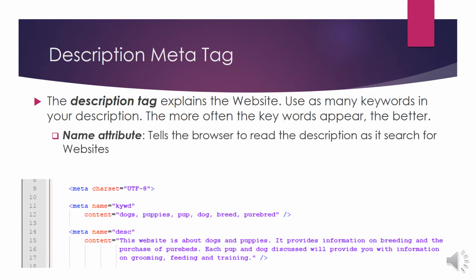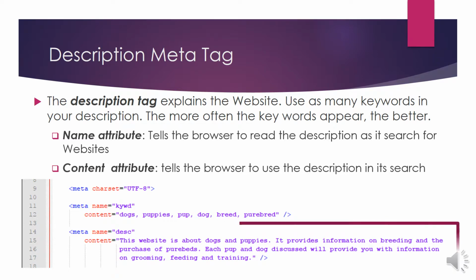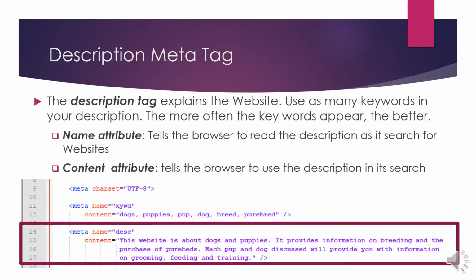The name attribute underneath the description meta tag tells the browser to read the description as it searches for websites. The content attribute tells the browser to use the description in its search. Notice that the description meta tag uses the same attributes as the keyword, the name and the content.